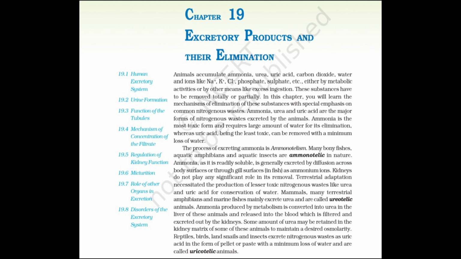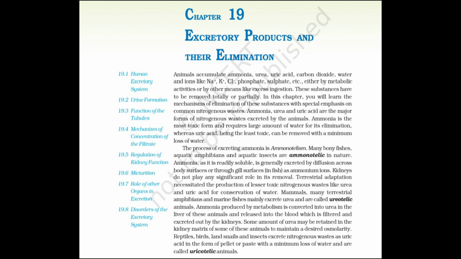Ammonia, urea, and uric acid are the major forms of nitrogenous wastes excreted by animals. Ammonia is the most toxic form and requires a large amount of water for its elimination, whereas uric acid, being the least toxic, can be removed with a minimum loss of water. The process of excreting ammonia is ammonotelism. Many bony fishes, aquatic amphibians, and aquatic insects are ammonotelic in nature.